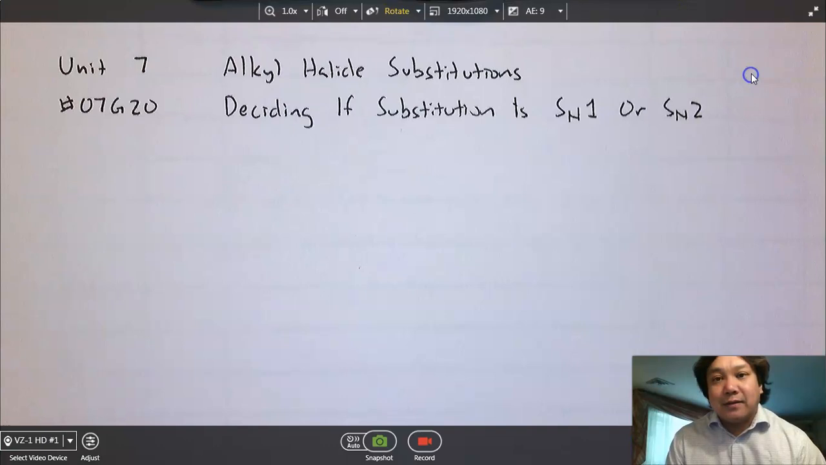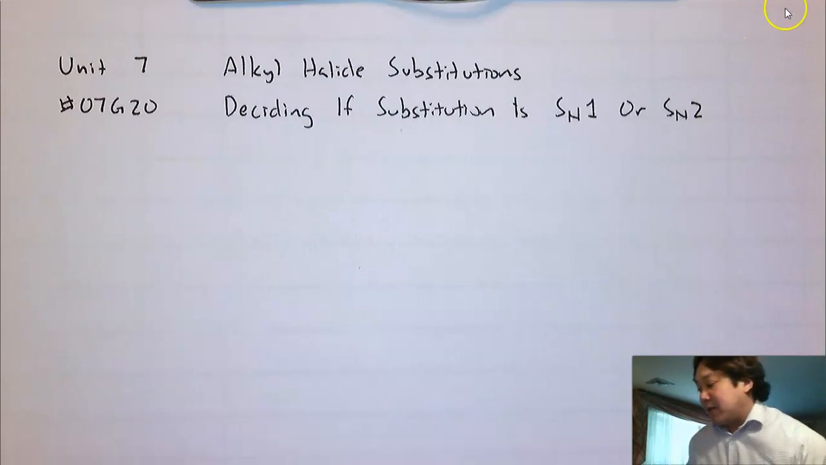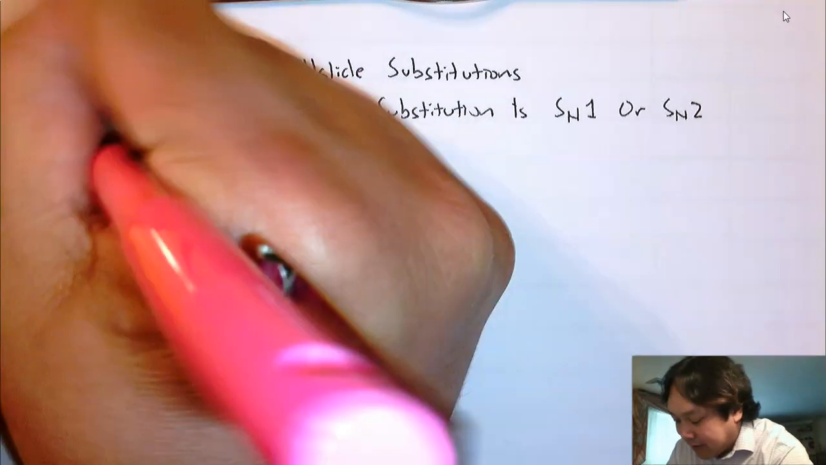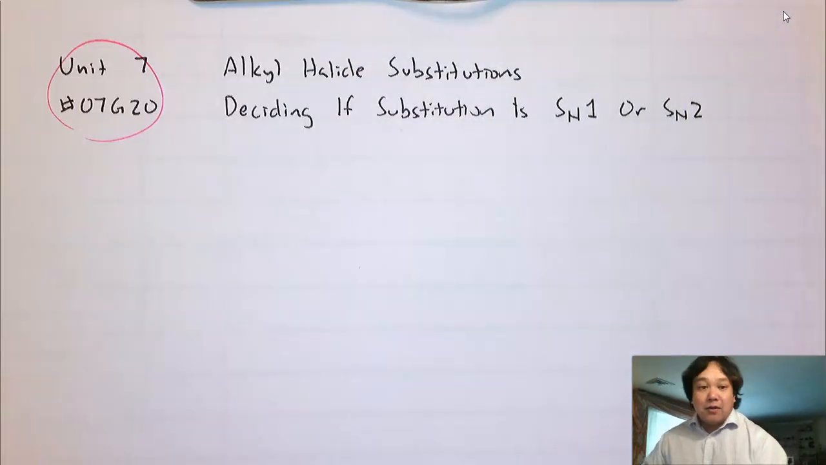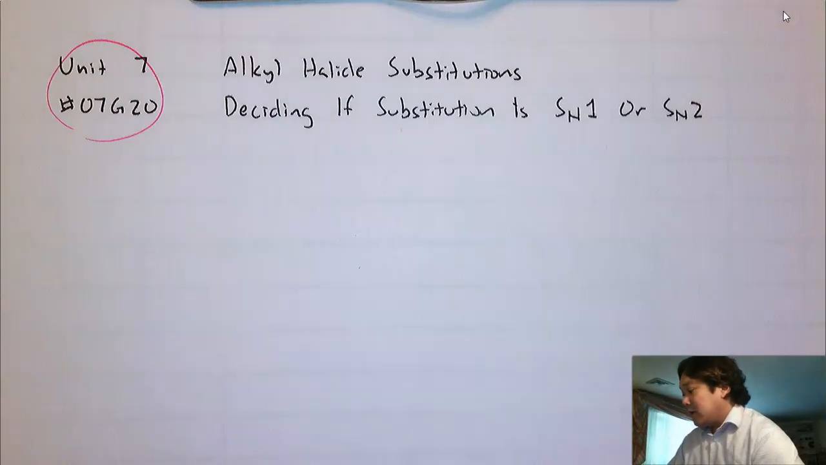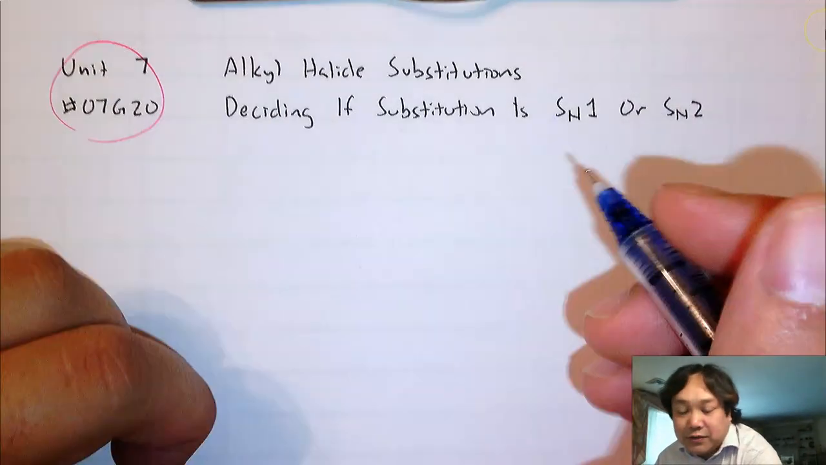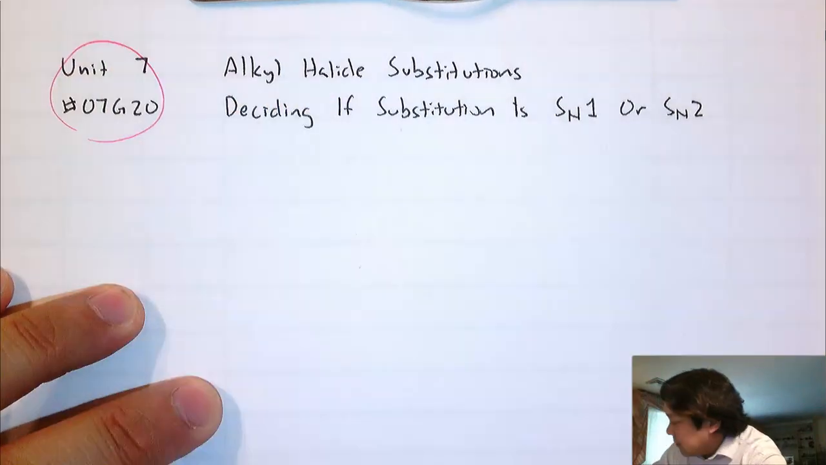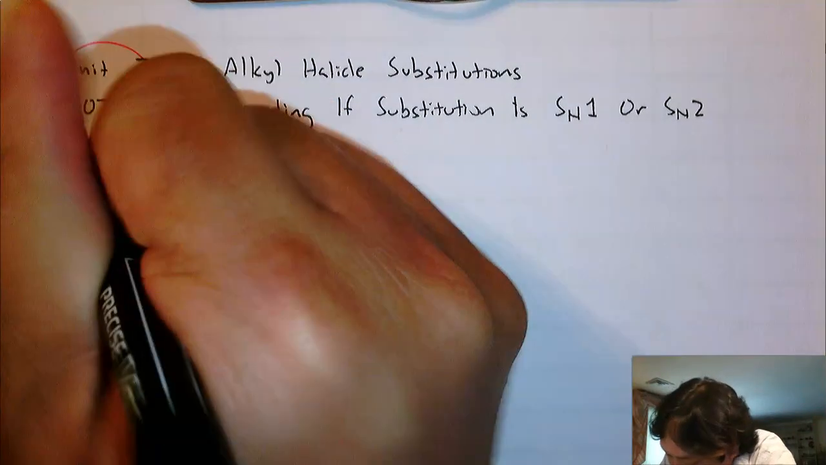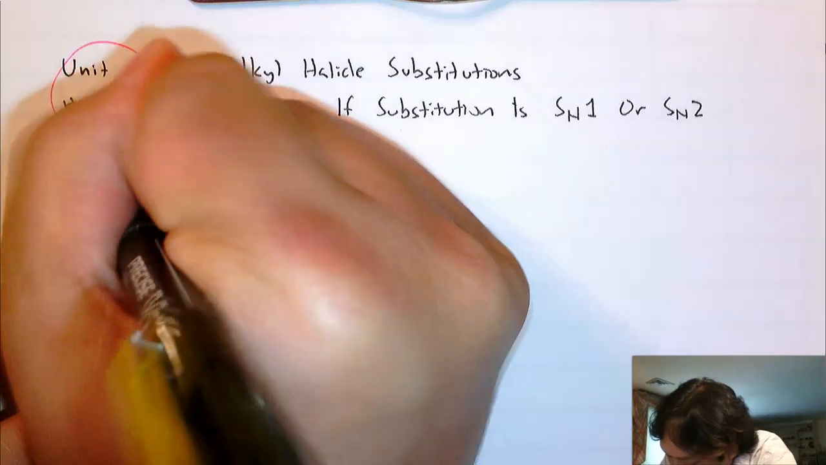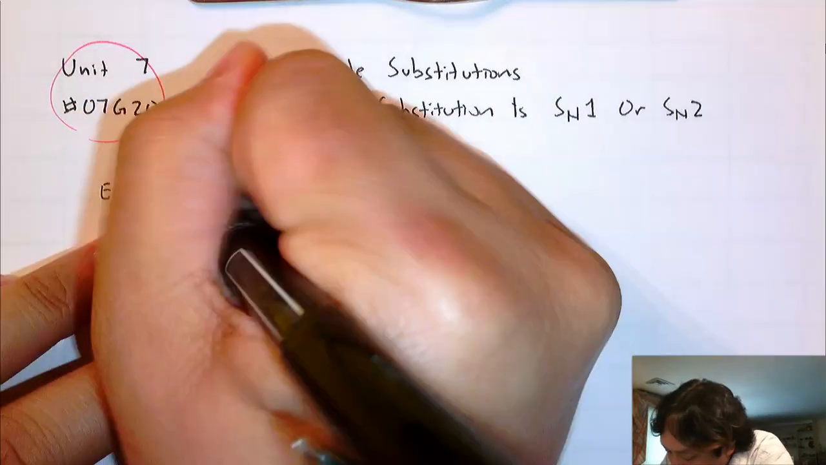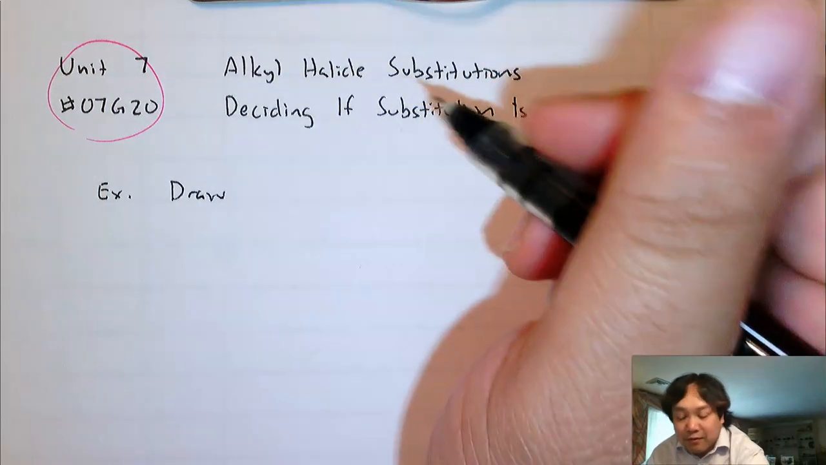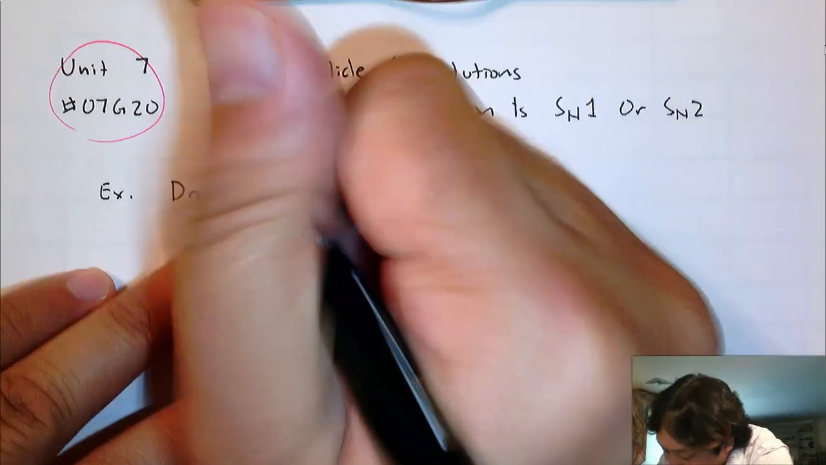Before we get to that SN1 versus SN2 table, let me show you an example of how I would analyze a reaction to decide whether a reaction undergoes an SN1 or SN2 mechanism. And let me put directions also. So, example. We're only going to worry about substitution reactions in this video.